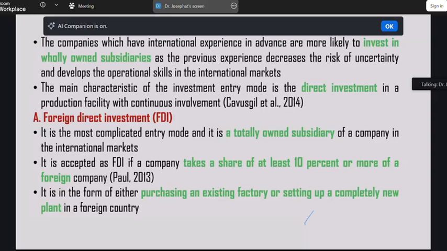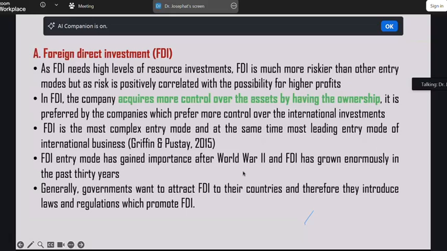It takes the form of either purchasing an existing factory or setting up a completely new plant in a foreign country. Lakini hata kama set new plant hawezi kumiliki 100% shares. Ikimiliki 100% share inakuwa ni wholly-owned subsidiaries. So as FDI needs a high level of resource investment, FDI is much riskier than other entry modes, but the risk is positively correlated with the possibility of higher profit. In FDI, the company acquires more control over the asset by having the ownership. It's preferable for companies which prefer more control of the international investment. FDI is the most complex entry mode and at the same time the most leading entry mode for international business.